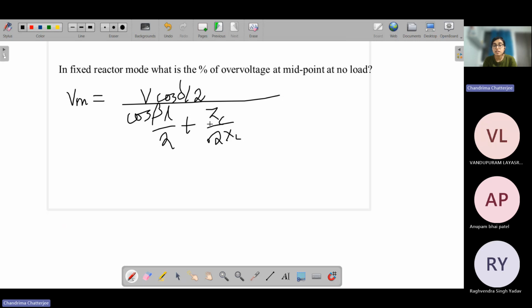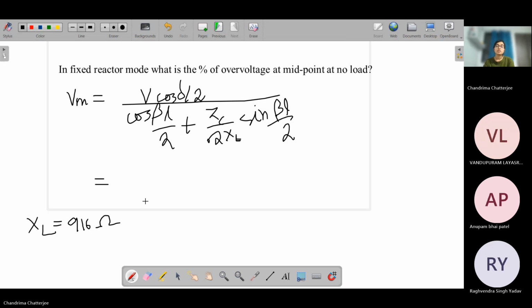This will be 2XL, then sine beta L by 2. Sine beta L by 2. For fixed capacitor mode, this will be XC. For fixed reactor mode, this will be XL, okay. XL value, I think we found out 916 ohm. So can you find out what will be the VM value?